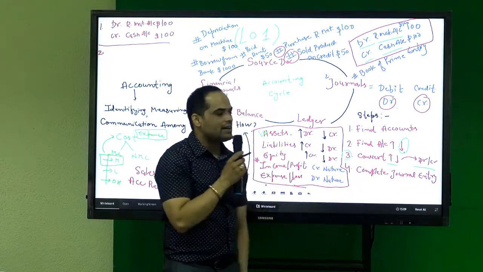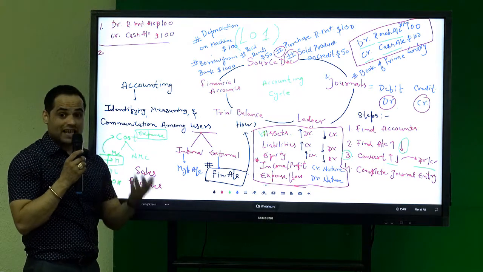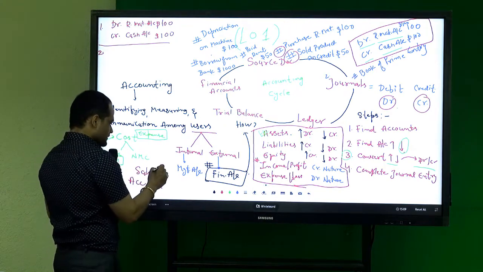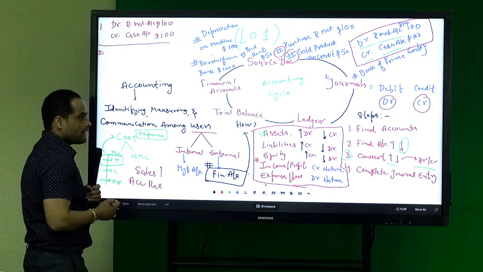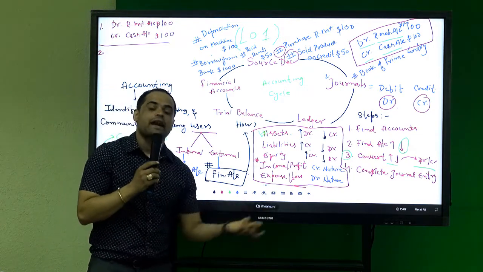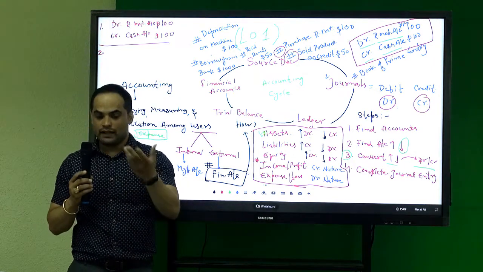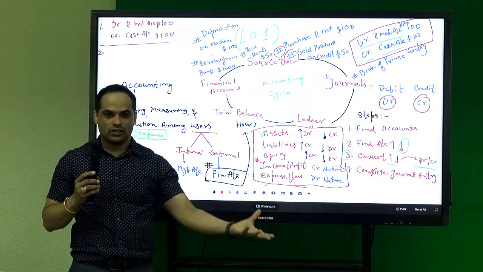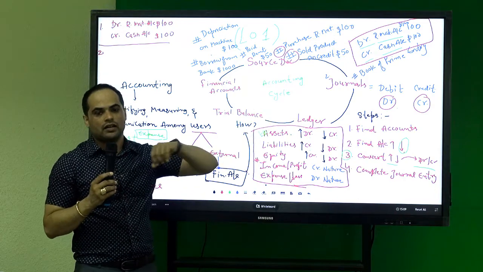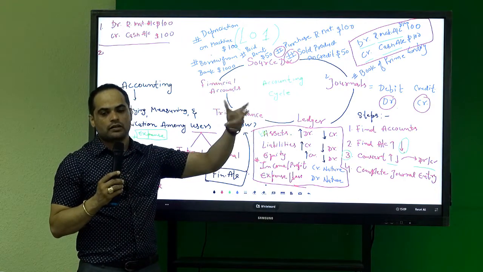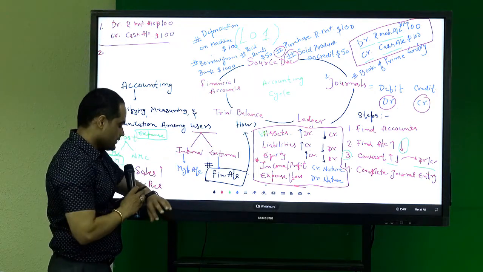So we have already found the accounts. Next, find whether these accounts increase or decrease. Sales: when you sell a product, your sales increase. If you sell a product on credit, it means your accounts receivable also increase, because the list of people in the list of accounts receivable will increase too, right?